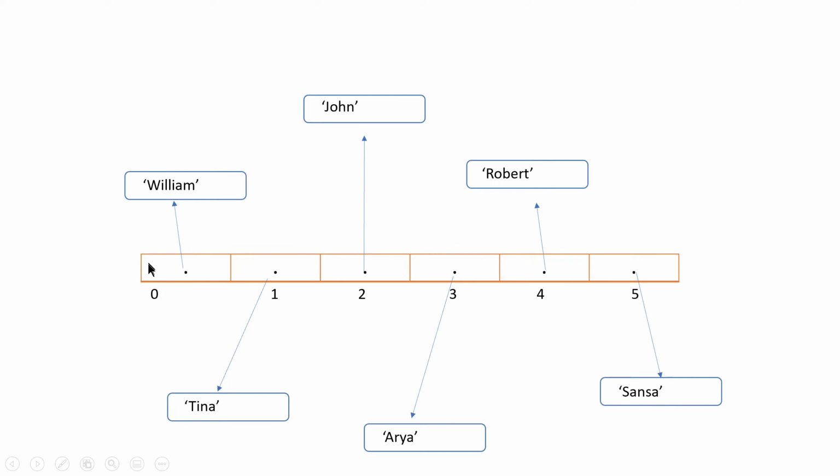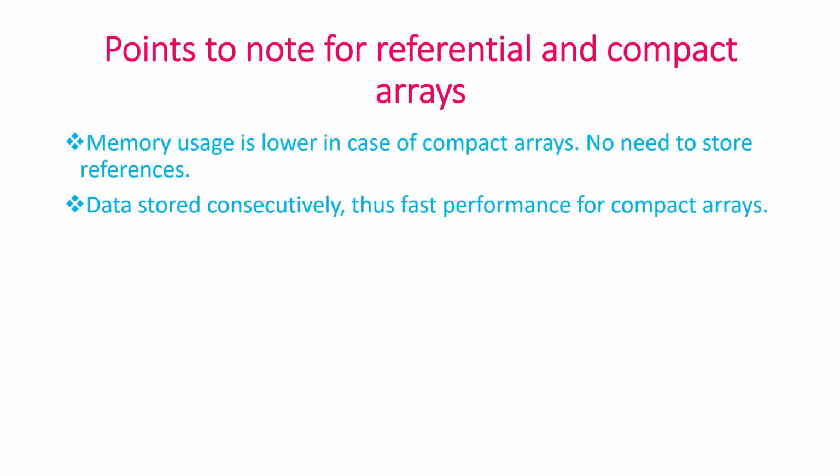Suppose the name of the array is A, then A0 is going to contain the reference of William, where this William is stored. William is stored somewhere else in memory. A1 is going to store the reference of Tina, which is stored somewhere else in your memory, and so on. So instead of having the elements directly here, you are giving the reference or address here. This is the second approach.